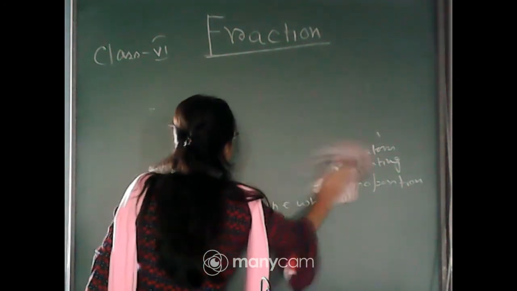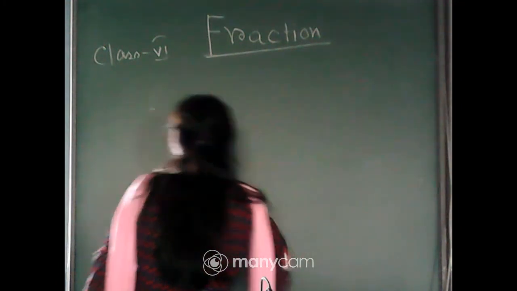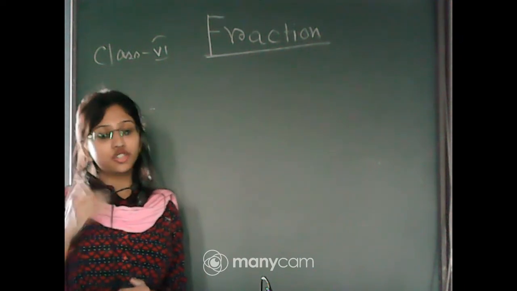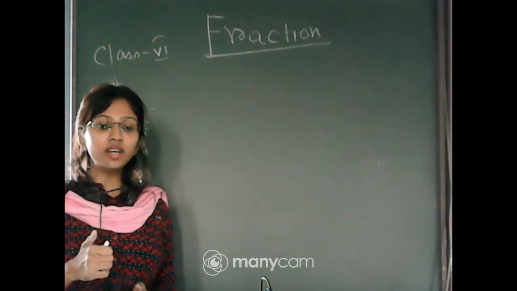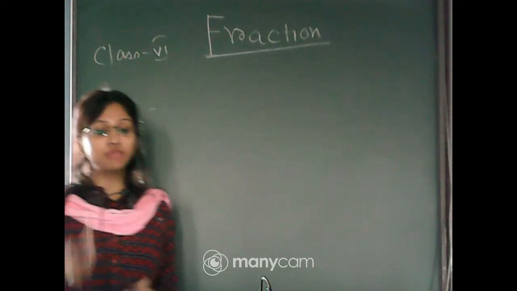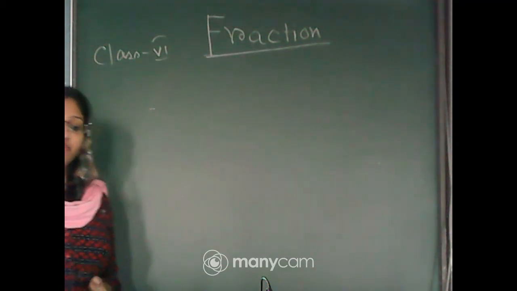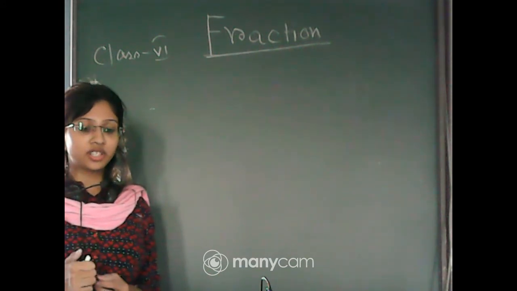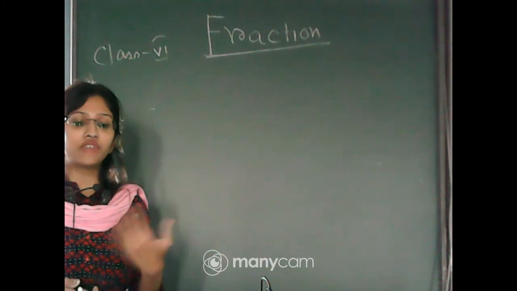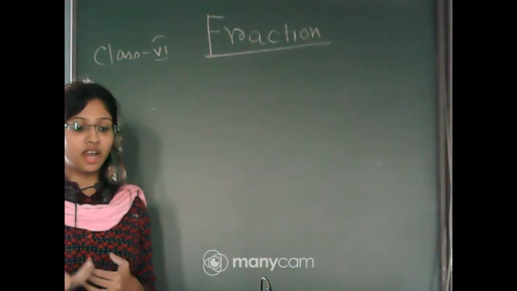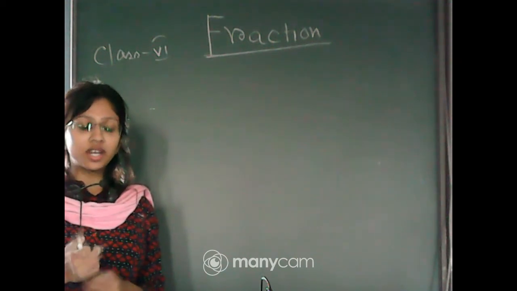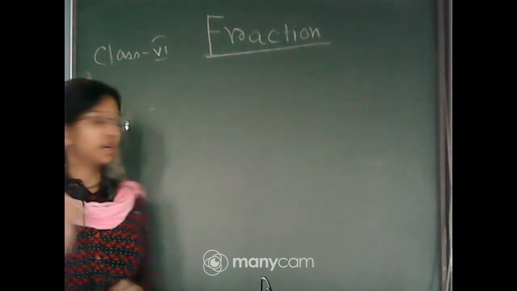To find an equivalent fraction, we may multiply or divide both the numerator and the denominator by the same number.